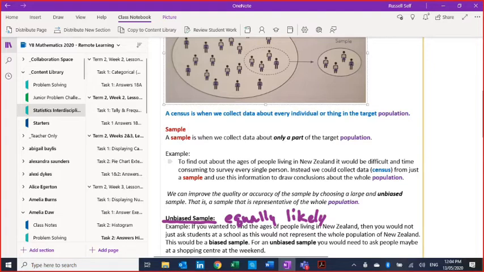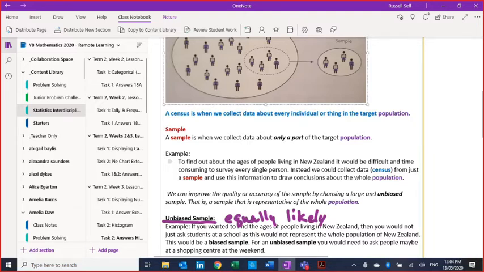Right? So if I'm asking about ages of people in New Zealand, I shouldn't ask just in our classroom, right? Because there are older people and younger people than you guys, yeah? I would get a very wrong opinion about the ages of the people in New Zealand if I just asked the people in the class, right? And the same with if I just asked the people in the school.